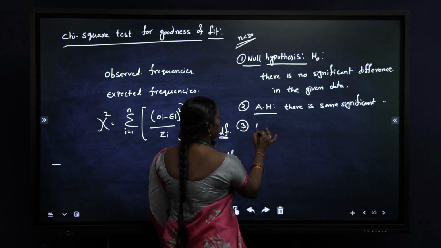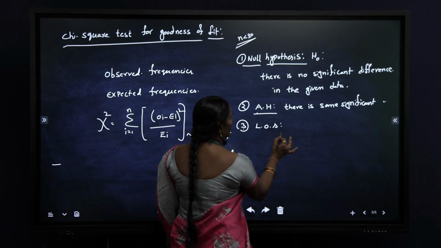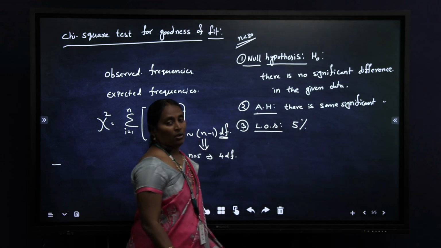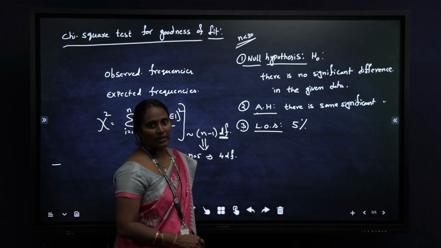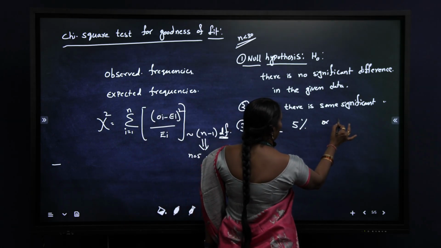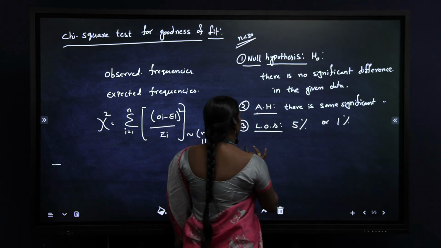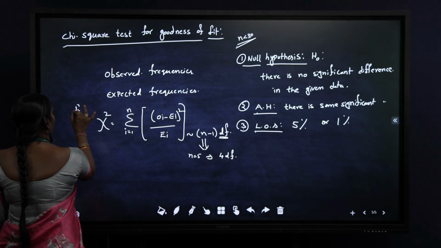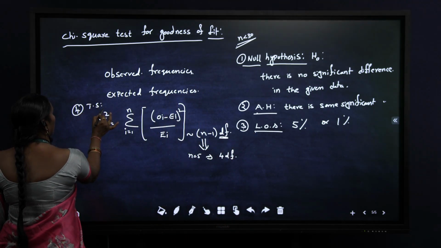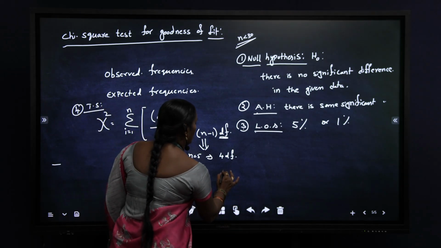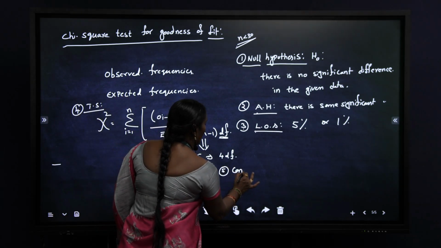The third step is the level of significance. We are choosing the level of significance. If the problem does not mention anything, we follow the 5% level of significance, or if they mention it, we can follow the 1% level of significance. Now, what is the fourth step? This is the test statistic of chi-square, the calculated value of chi-square. Now, let us see the fifth step, the conclusion.